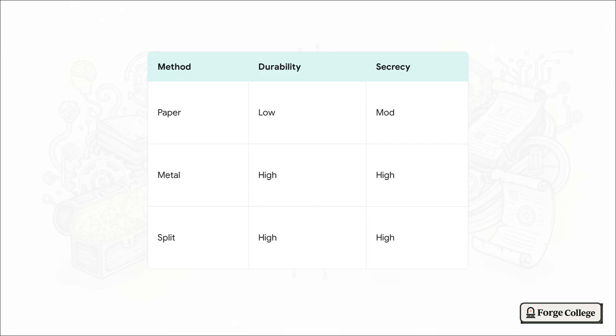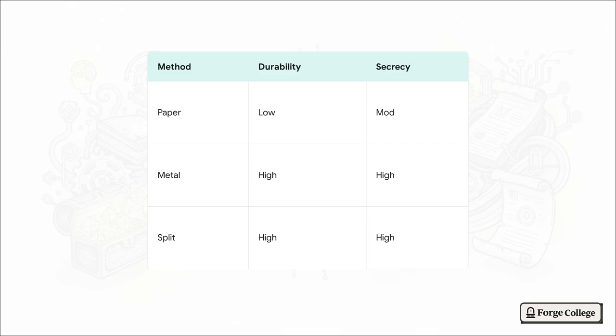Take a simple paper copy stored in a home safe. The operational complexity is beautifully low. Literally anyone can write on a piece of paper. But the durability? Pretty low if your house floods. What about an engraved metal plate sitting in a bank vault? Well, that gives you extremely high durability and secrecy, but it comes with higher procurement costs and effort.